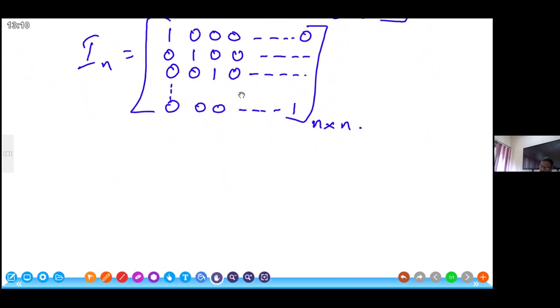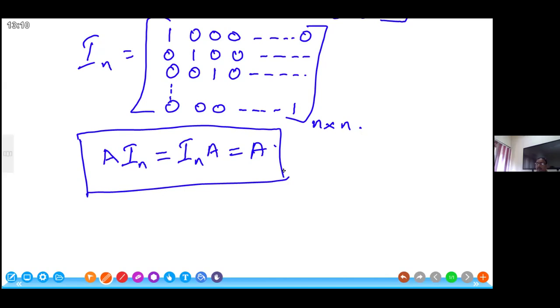Why the identity matrix is important is, suppose I multiply a matrix A with the identity matrix, it should be a square matrix. A into the identity matrix is the same as In into A, which is equal. So this is one of the important matrices. So the identity matrix into A will produce A.